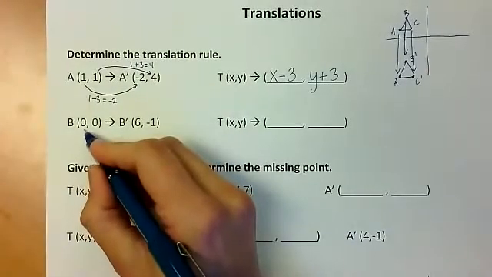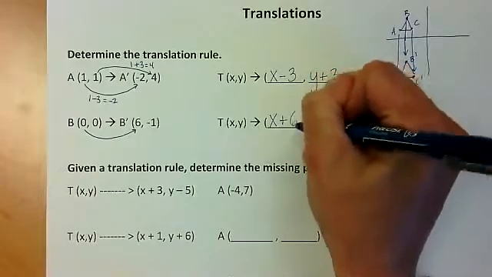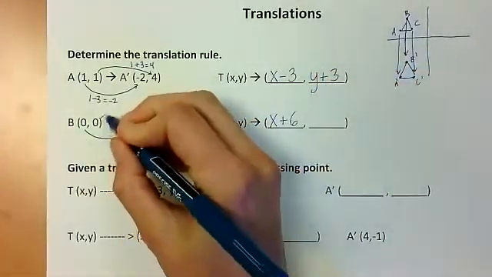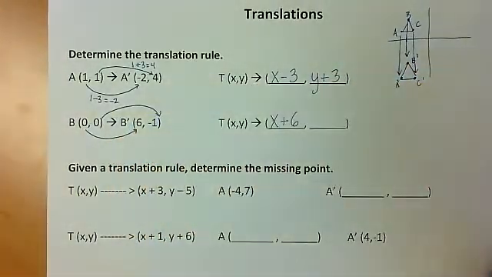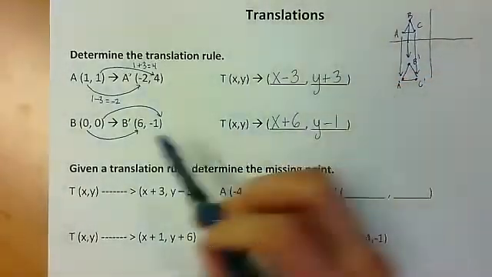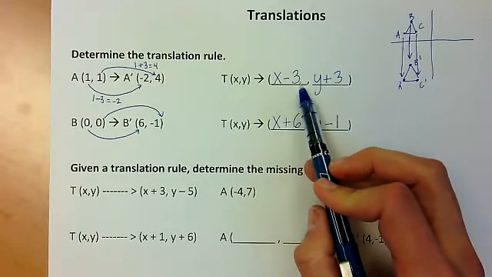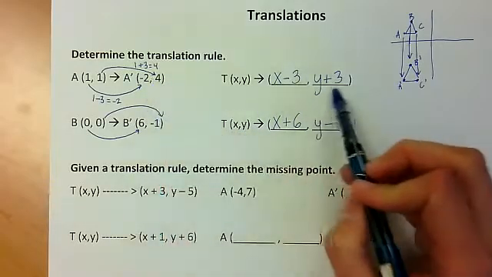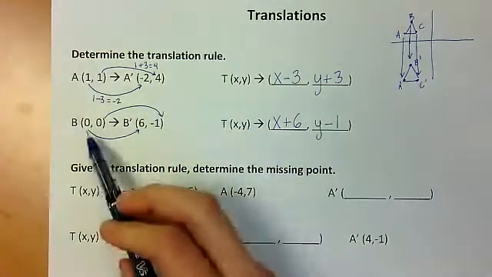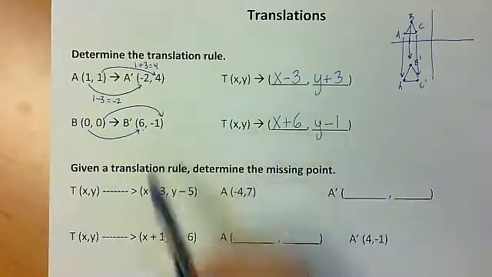So let's see this one. How did I get from 0 to 6? I added 6. And how did I get from 0 to -1? I subtracted 1. And you can check if this works or not by taking this point, (1, 1), and I'll put in here: 1 minus 3 is -2. 1 plus 3 is 4. 0 plus 6 is 6. 0 minus 1 is -1.